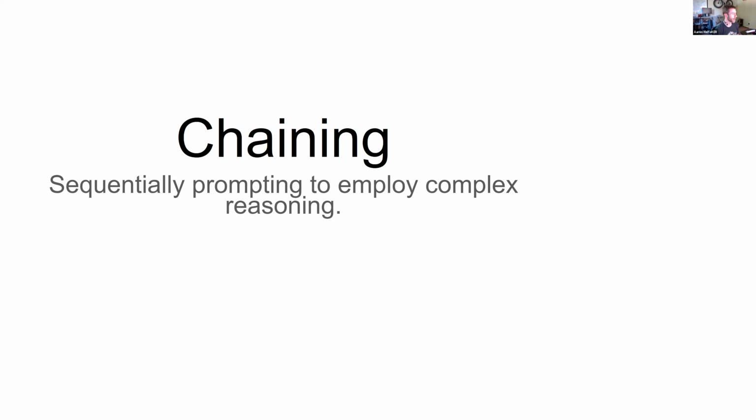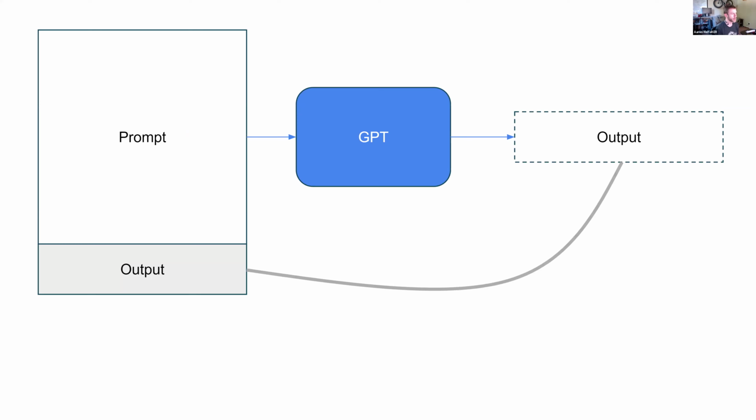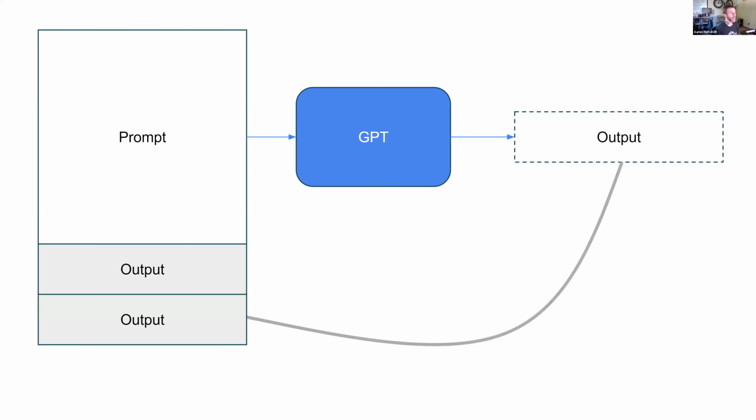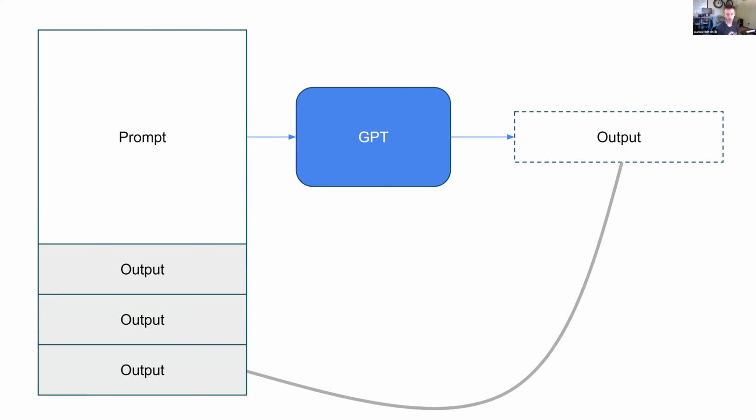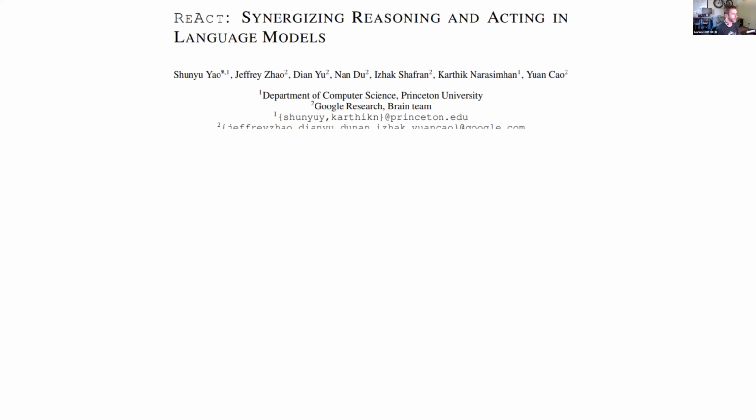Okay, so chaining is another thing that we can do, and this is where we can employ complex reasoning patterns. I want to give you the shape of this before I give you an example. Essentially, we run a prompt through GPT, we take its output, we put that at the end of our prompt, and then we run it again and run it again and run it again. In this way, we can allow the system to think iteratively as it goes through a problem, and we can feed information into the model in this way.